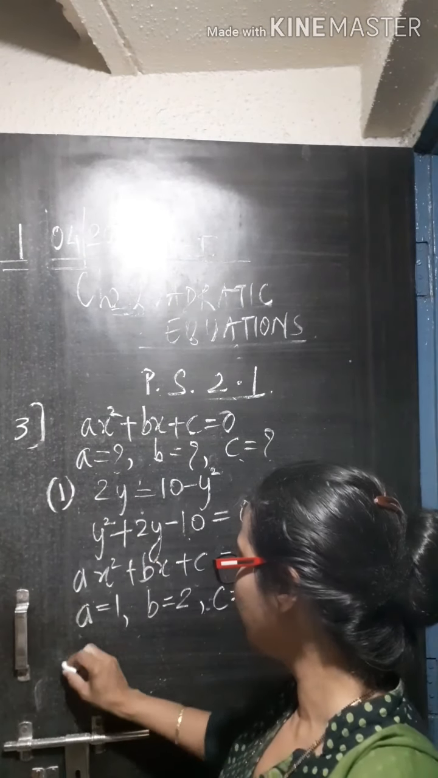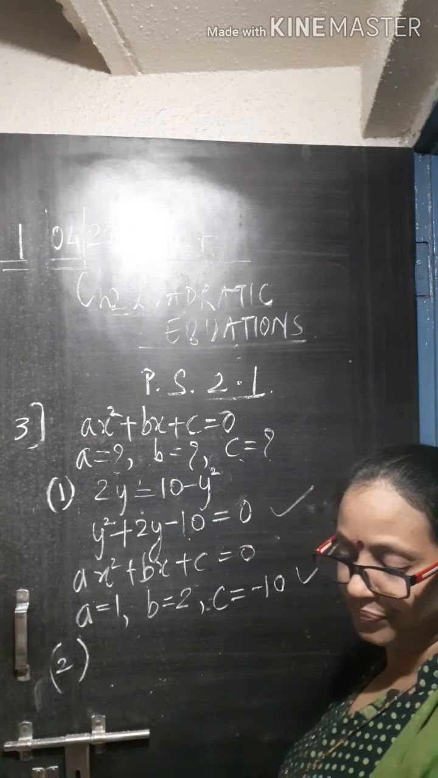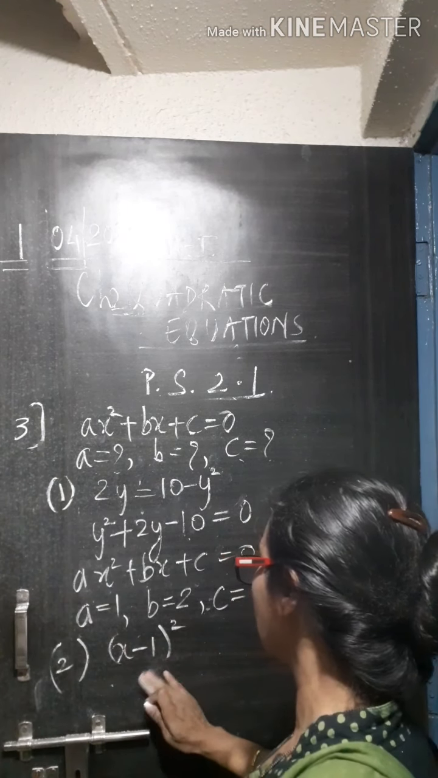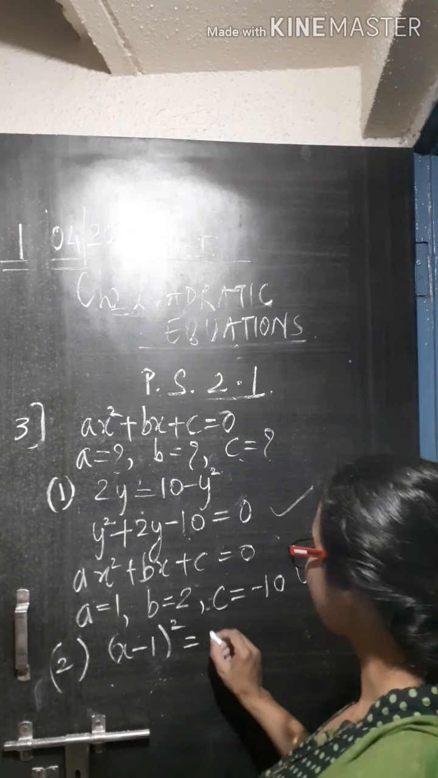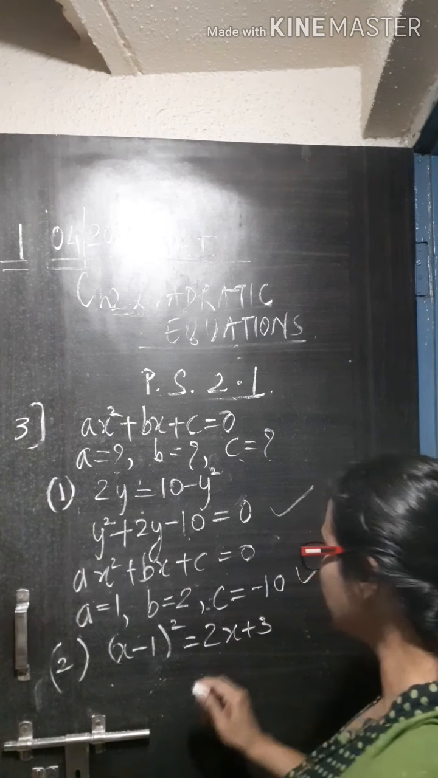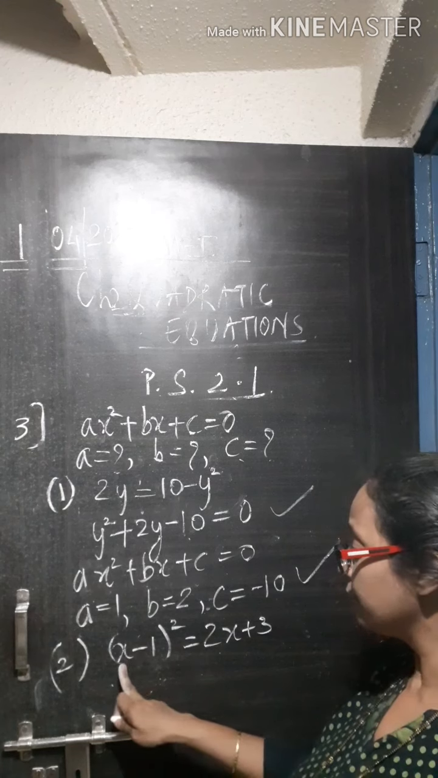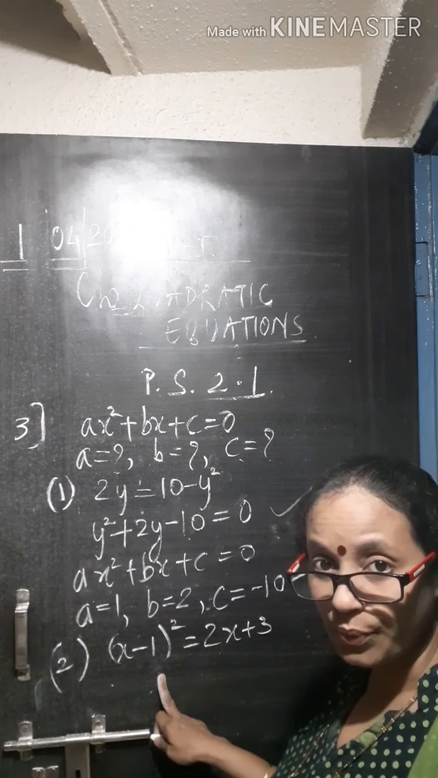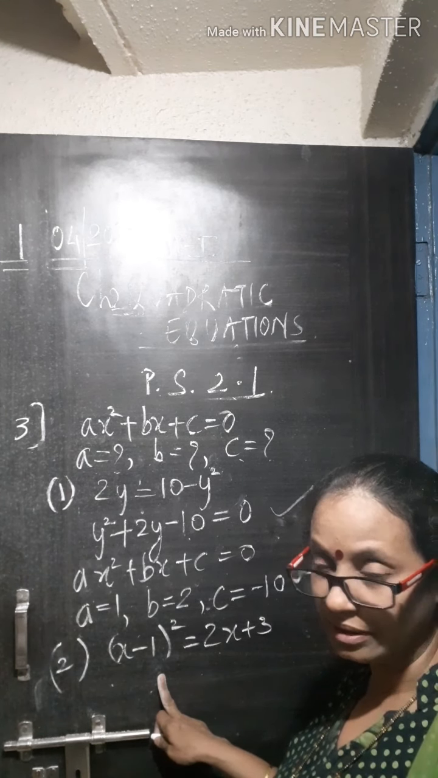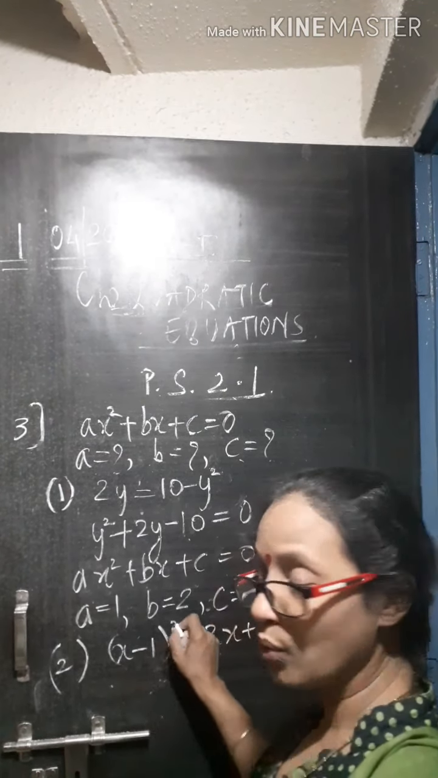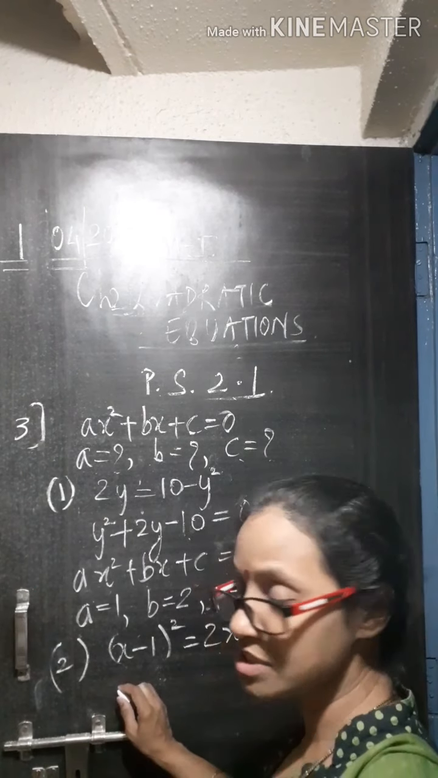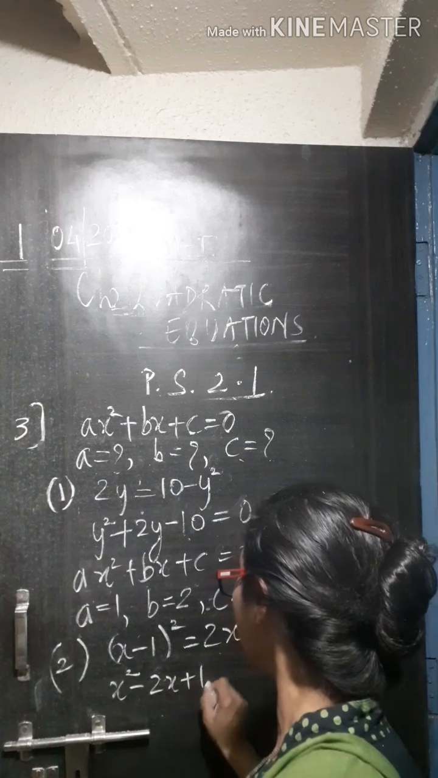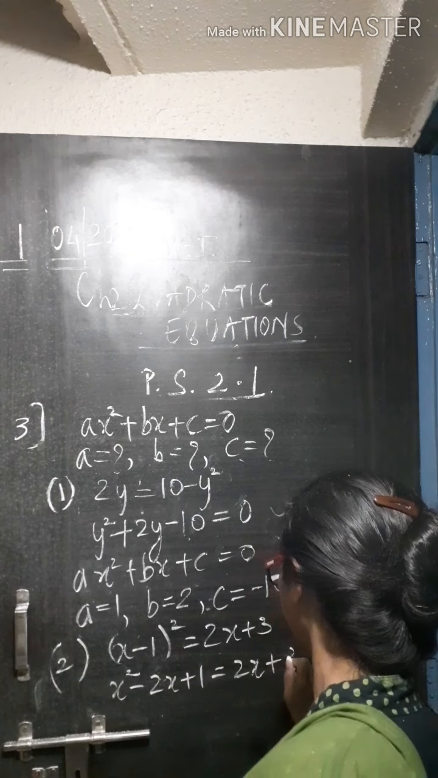That is the second one now. The second question says, x minus 1 the whole square is equal to 2x plus 3. Now here I need to open the bracket, right? If you remember the formula, a minus b the whole square, what is the formula? a square minus 2ab plus b square. In the same way here, for x minus 1 the whole square, apply the formula of a minus b the whole square. What will I get? x square minus 2x plus 1, that is equal to 2x plus 3.